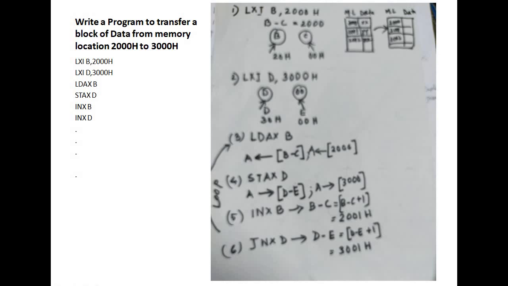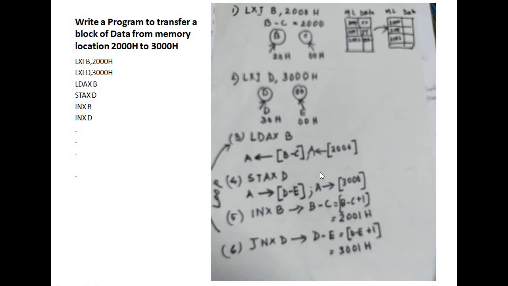Similarly, we will initialize the 3000H memory location. How? LXI D 3000H. Now the DE pair will contain 3000H, that is, D will contain 30H and E will contain 00H. So we initialized two memory locations, one is 2000, one is 3000. Now here it is acting as data, but as soon as I write LDAX and STAX, it will act as memory locations, right? So LDAX B, what does it mean?